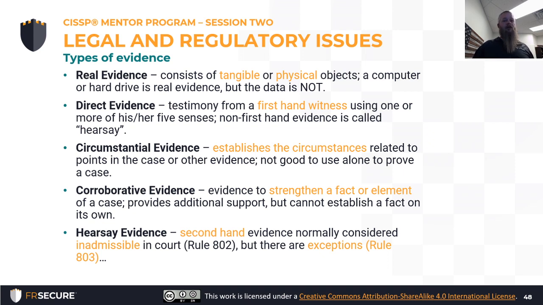Corroborative evidence just strengthens a fact or element of the case, but by itself it doesn't establish anything relevant. Hearsay evidence is secondhand evidence. When you think of a computer system, it's always secondhand, right? There was an action that took place that would be the direct or real evidence, and then it resulted in something on the computer. That would be the hearsay. That's what makes it secondhand. So even creating a file is secondhand evidence as opposed to what you were doing with the computer, your fingers moving and all that other stuff, which would be real evidence.